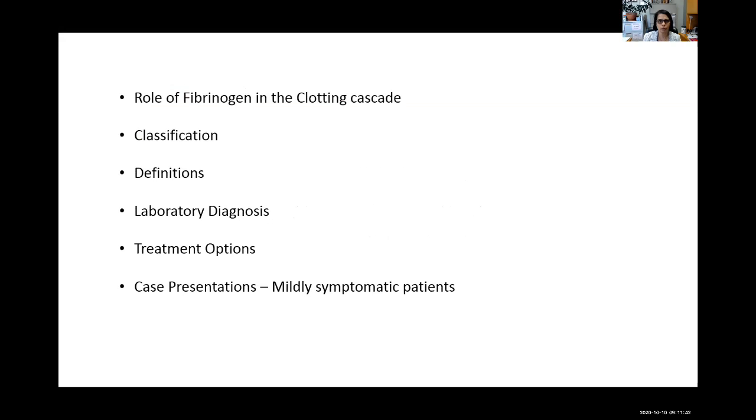So what we are going to do, Marilyn and I have distributed this talk, the clinical aspects of it. I'm going to be discussing some mildly symptomatic patients, and Marilyn is going to share her experience with the more severe symptoms with this particular disorder. So in the next, hopefully, 20 to 30 minutes, I'm going to touch upon the role of fibrinogen in the clotting cascade, some definitions, laboratory diagnosis, which Marilyn will discuss in depth, as well as treatment options.